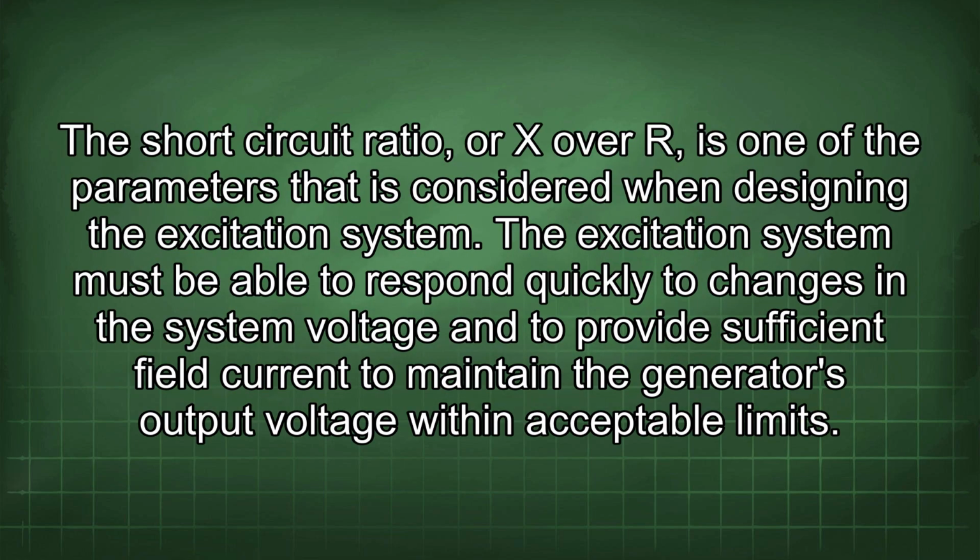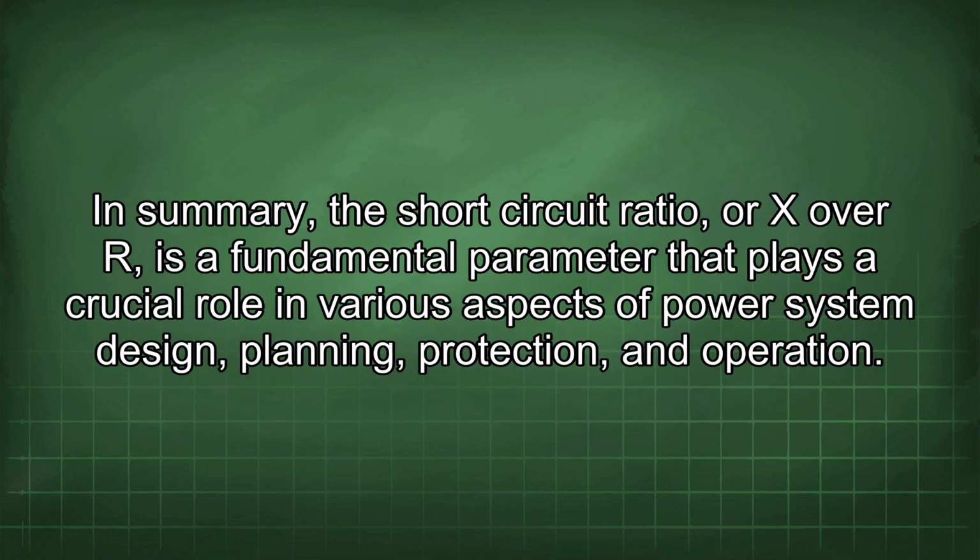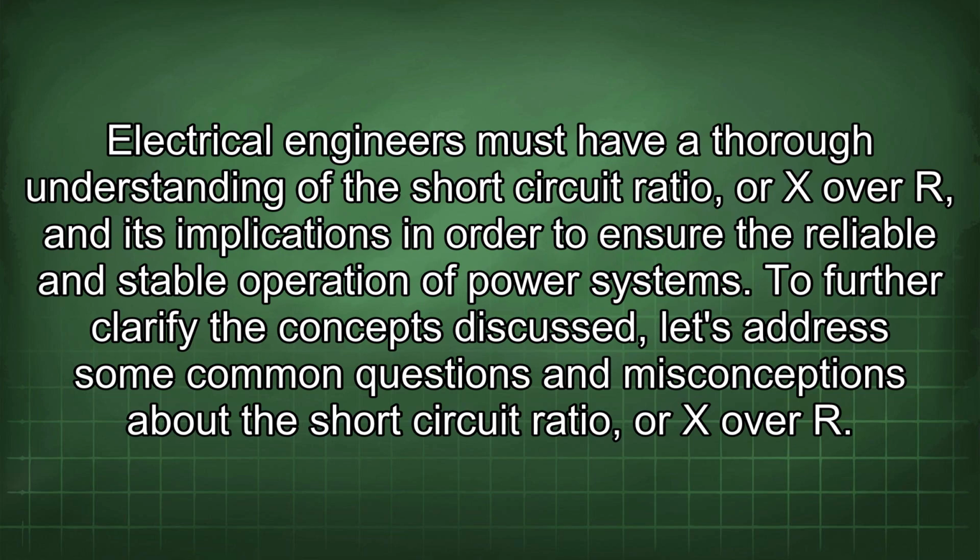The short circuit ratio, or X over R, is one of the parameters that is considered when designing the excitation system. The excitation system must be able to respond quickly to changes in the system voltage and to provide sufficient field current to maintain the generator's output voltage within acceptable limits. In summary, the short circuit ratio, or X over R, is a fundamental parameter that plays a crucial role in various aspects of power system design, planning, protection, and operation. Electrical engineers must have a thorough understanding of the short circuit ratio, or X over R, and its implications in order to ensure the reliable and stable operation of power systems.